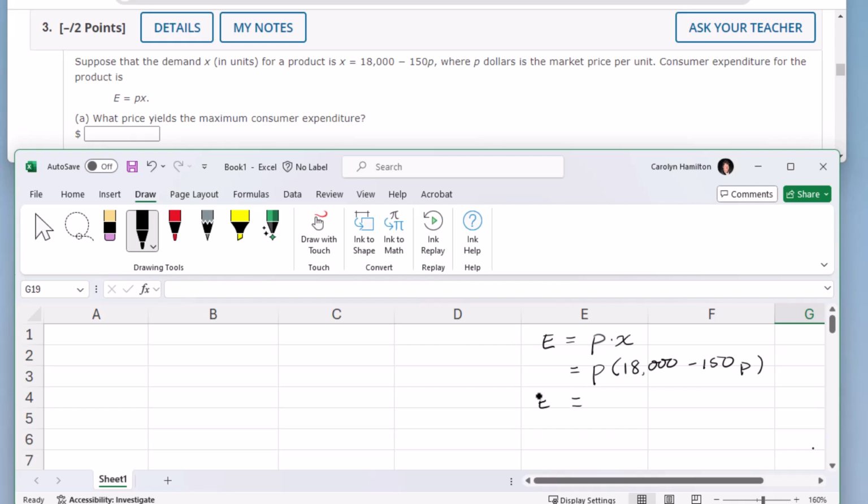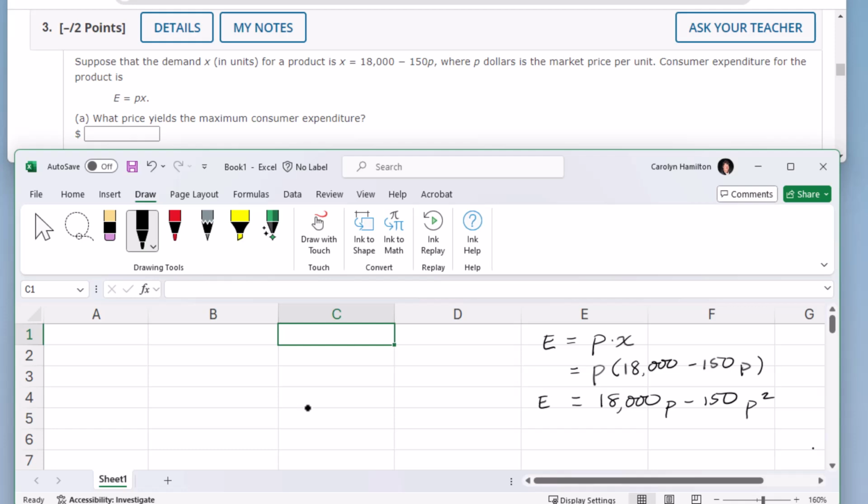So if you wanted to, you could simplify and get 18,000p minus 150p squared. But you can build that. It doesn't have to be handed to you. I think in some of the older videos, the problem shows this function, but it can be created. Okay, anyway, here we go.